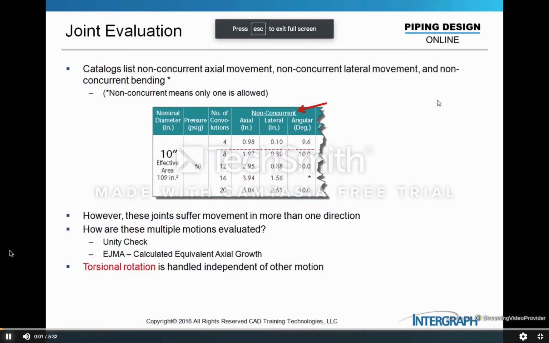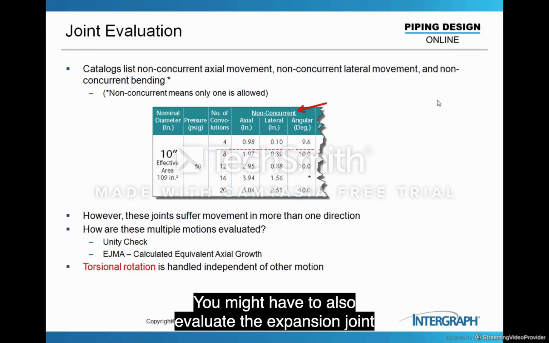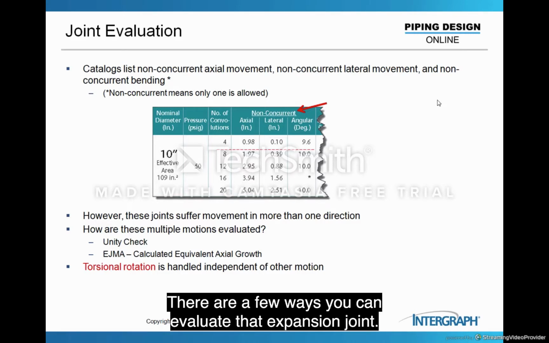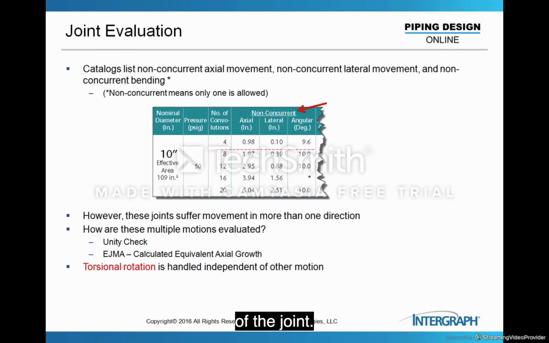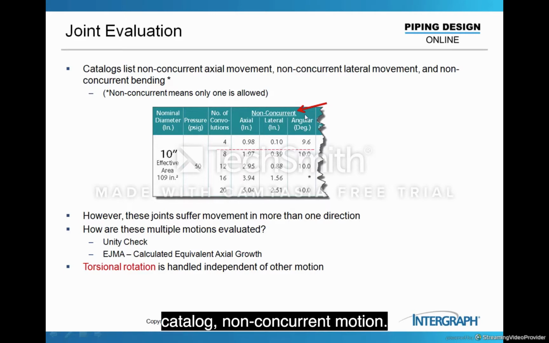So in many cases, you don't just analyze the system with expansion joints, you might have to also evaluate the expansion joint as it's being used in your system. There are a few ways you can evaluate that expansion joint, basically working off of the overall deflection and rotation of the joint. One thing you'll find on the vendor's catalogs for these expansion joints, as we show here from the Senior Flexonics Pathway catalog, non-concurrent motion.